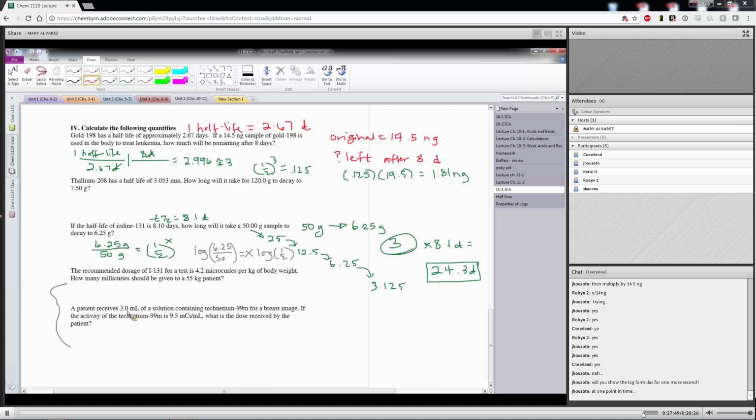If you've got a 3 milliliter dose and your activity is 9.5 millicuries in 1 milliliter, well, we can just use dimensional analysis. That little m is milli. The Ci is curies, which is a radiation dose. Your milliliters cancel and you'll get the dose in millicuries that was received by the patient. Okay, so nothing fancy for these, it's just using dimensional analysis with some of these units you might not have seen before. Okay, let's stop this.